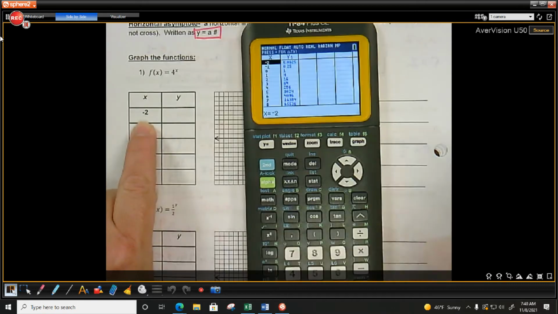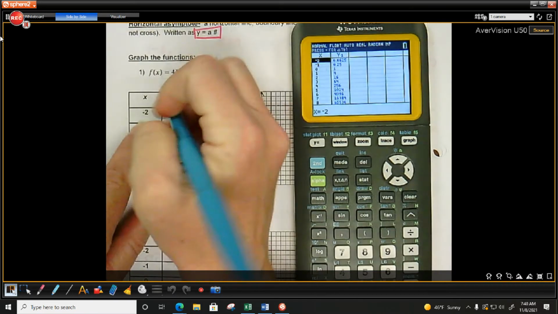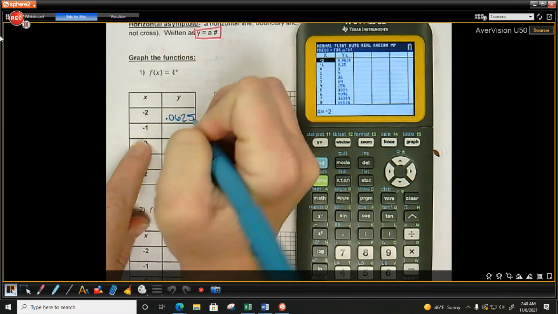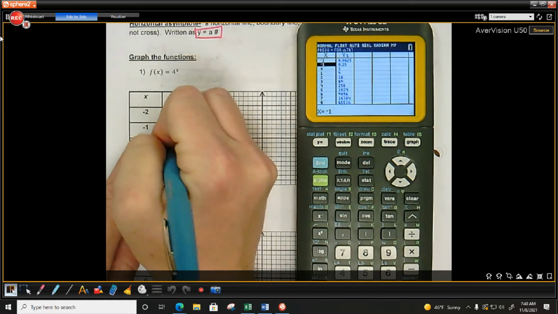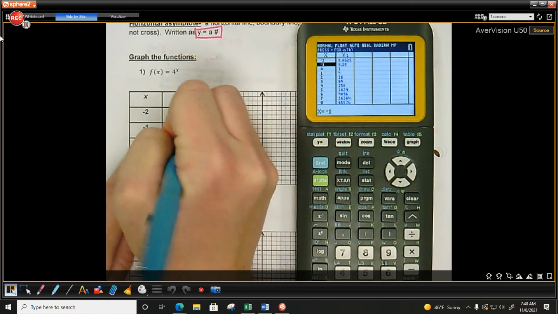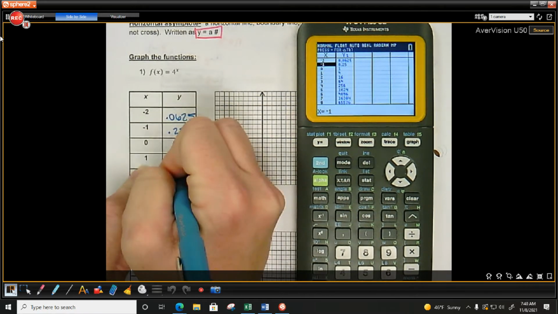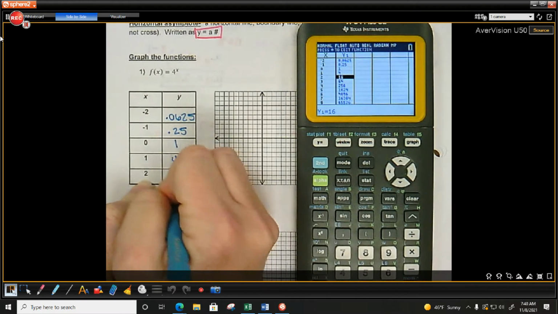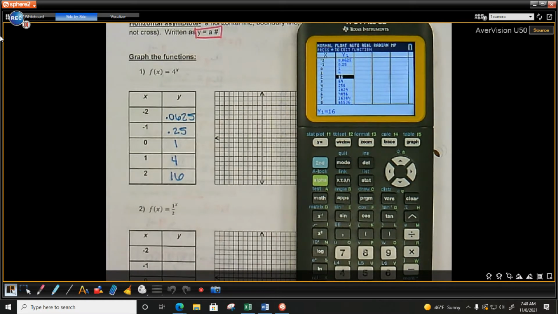-2 is 0.0625. -1 is 0.25, 0 is 1, 1 is 4, and 2 is 16. So we're just getting these values off of our table on our calculator.